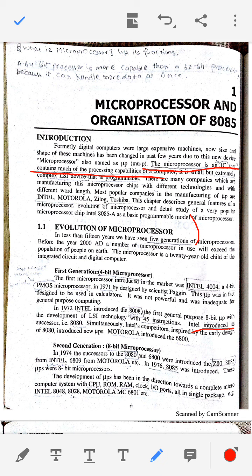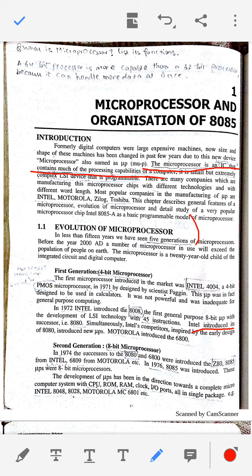But to give instructions to processors, to the machine, we require assembly programming language, which is nothing but instructions given directly to the machine. So this 8-bit processor, Intel 8008, had 45 instructions. Intel introduced its successor after this. After 8008, what came? 8080.